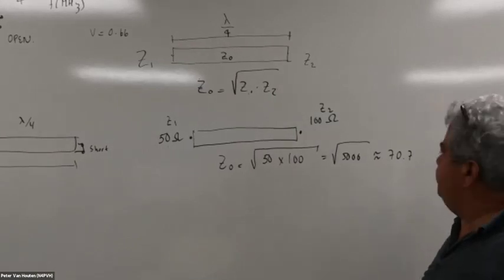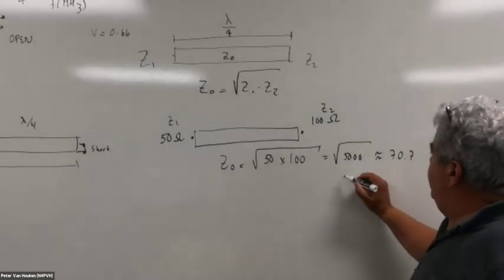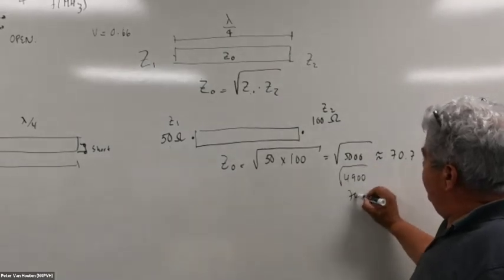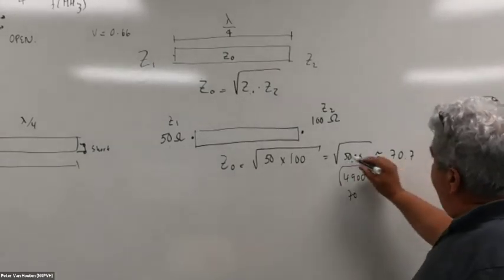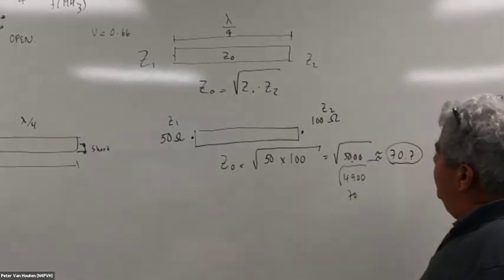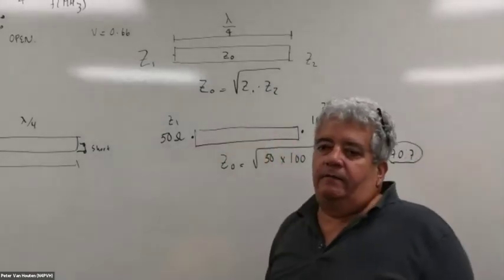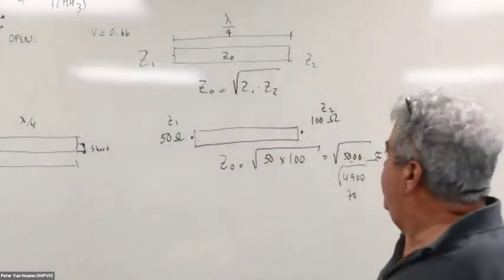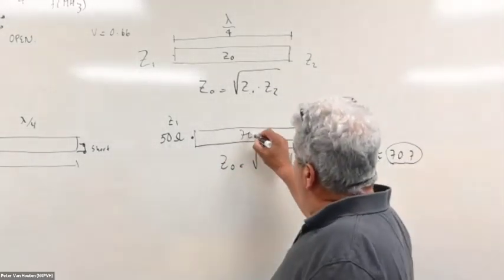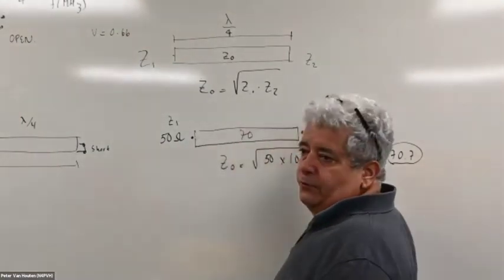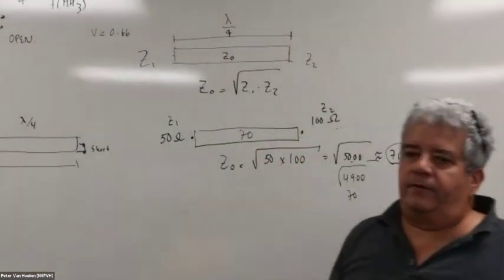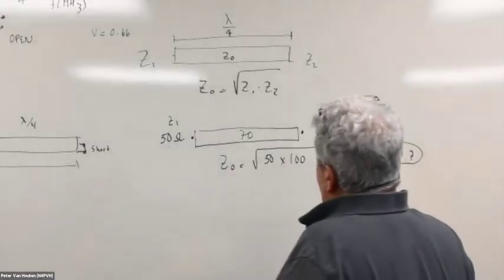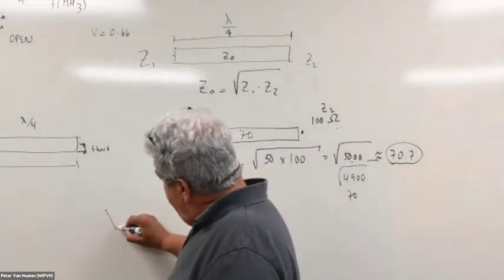If this was 4,900, the square root of 4,900 is 70. So 5,000, the square root of 5,000 is pretty close to 70 ohms. Meaning if I put a transmission line with a characteristic impedance of 70 ohms at this point, I will have a match between these two mismatches, okay? One property that we can use for this is when we do phasing antennas.